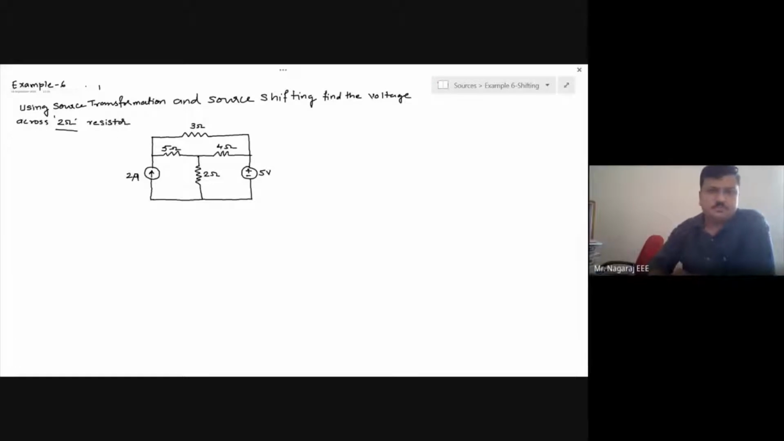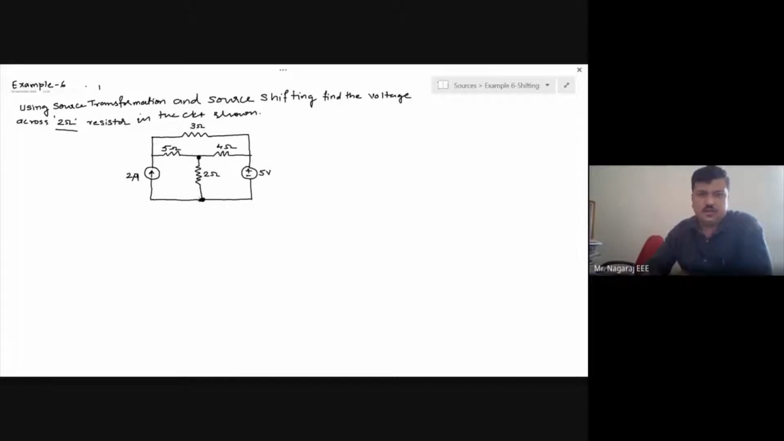Okay. So using source transformation and source shifting, find the voltage across 2 ohm resistor in the circuit shown. So this is a 2 ohm resistor. I have to find the voltage across this 2 ohm resistor using source shifting and source transformation.